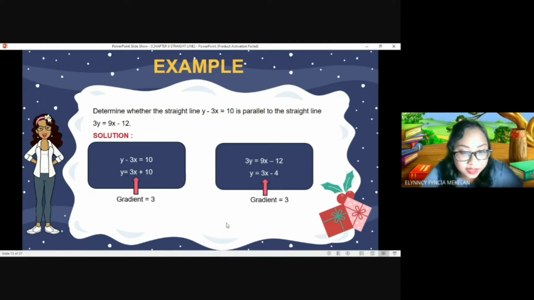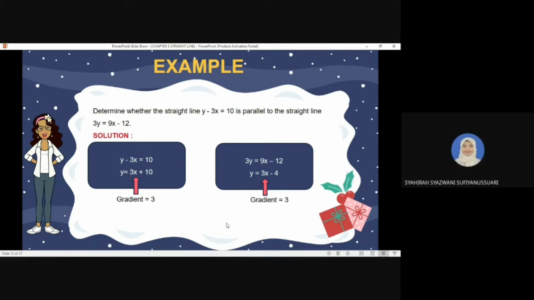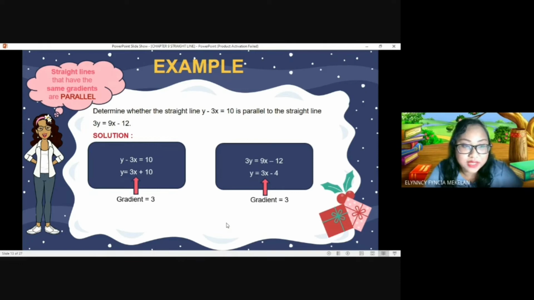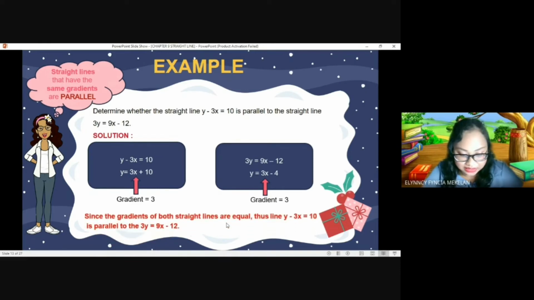Do they have the same gradient value, class? Yes, teacher. Okay. Therefore, based on the definition that we have learned, our conclusion is since the gradients of both straight lines are equal, thus line y minus 3x equal to 10 is parallel to 3y equal to 9x minus 12.